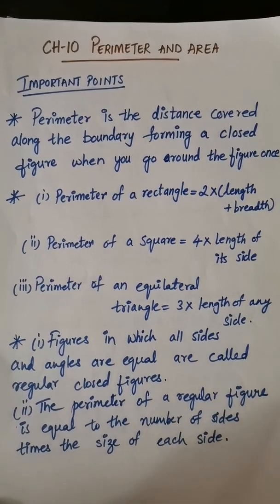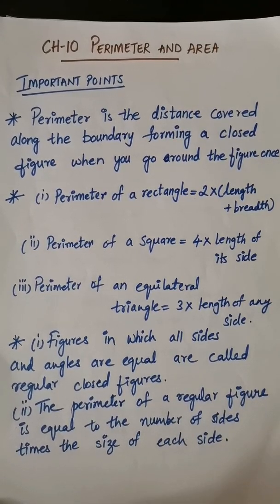Good morning, children. Today we will start a new chapter, Chapter 10, Perimeter and Area. It's a very interesting chapter, children. Now we'll begin with the important points. You already know what a perimeter is and what an area is.